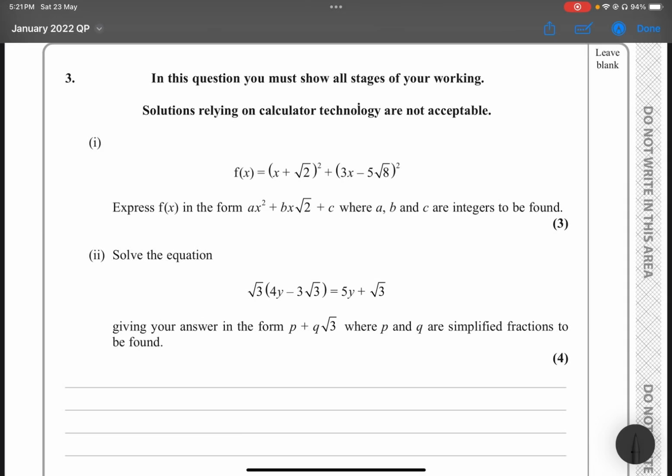So today we're going to solve this Edexcel A-level math question. And this question in particular is about simplifying surds. This question is from the January 2022 Pure Mathematics 1 question paper from the Edexcel exam board.